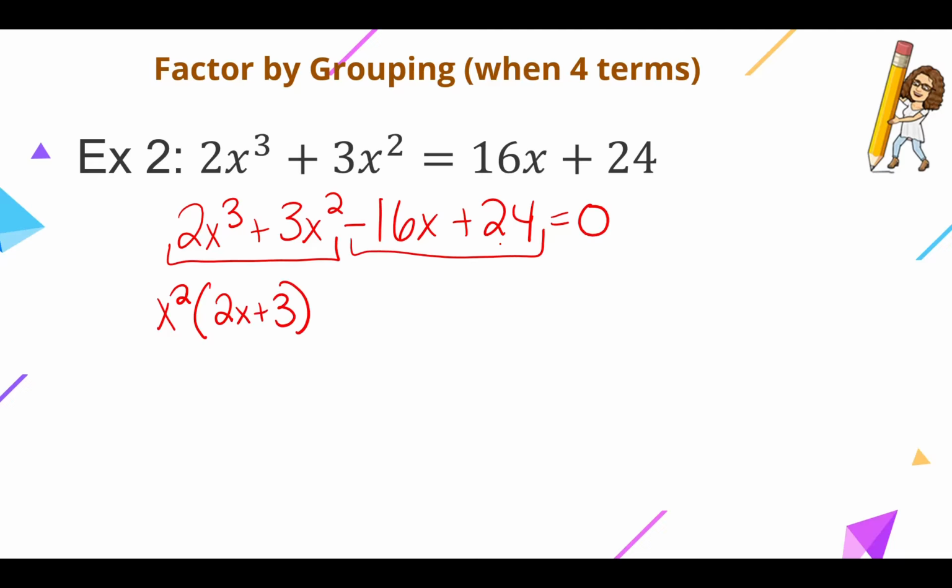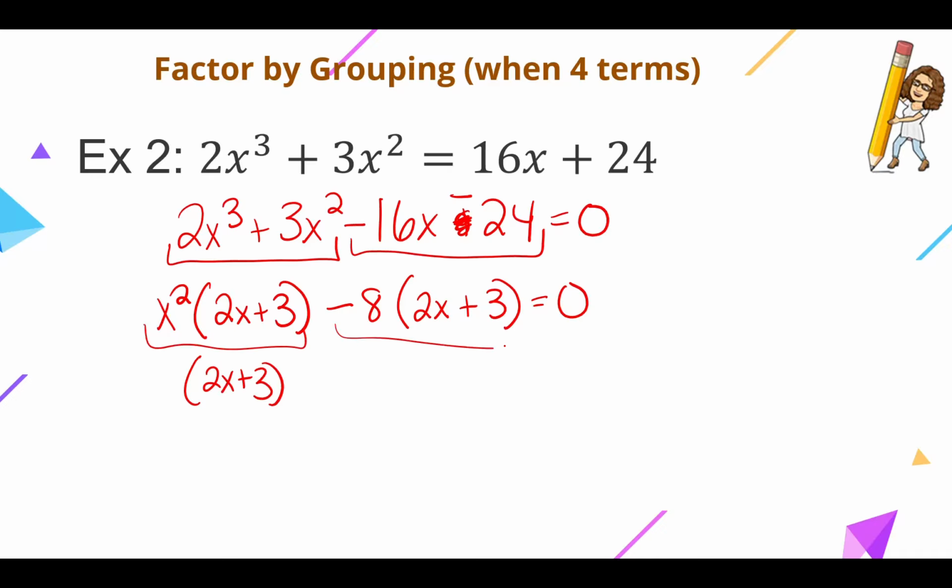These guys have an 8 available. Oh, this would be a minus 24. Whoops, missed that. Let's take a negative 8 out. In that case, I would have 2x plus 3 left, right? If I divided both of these guys by that. So then I would get 2x plus 3 needs to factor out of both these two terms, left with x squared minus 8.